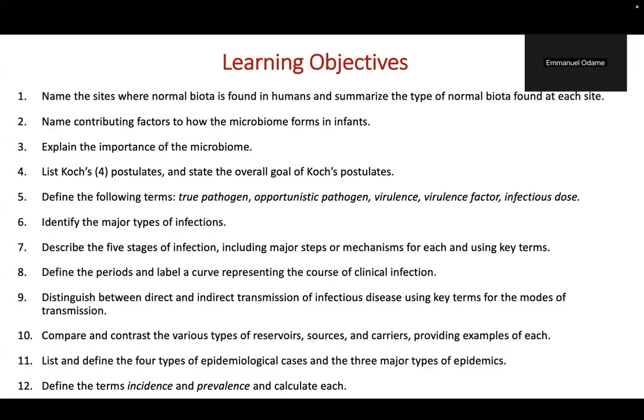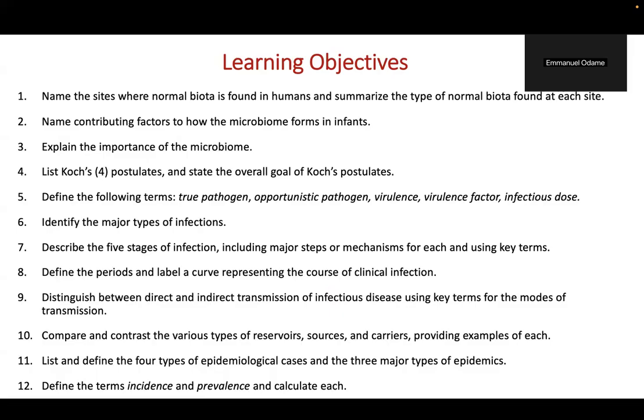We also identify the major types of infections. We describe the 5 stages of infection, including major steps or mechanisms for each, using key terms. We define the periods and label a curve representing the course of clinical infection. We will also distinguish between direct and indirect transmission of disease using key terms for the modes of transmission. And then we will compare and contrast the various types of reservoir sources and carriers, providing examples for each.